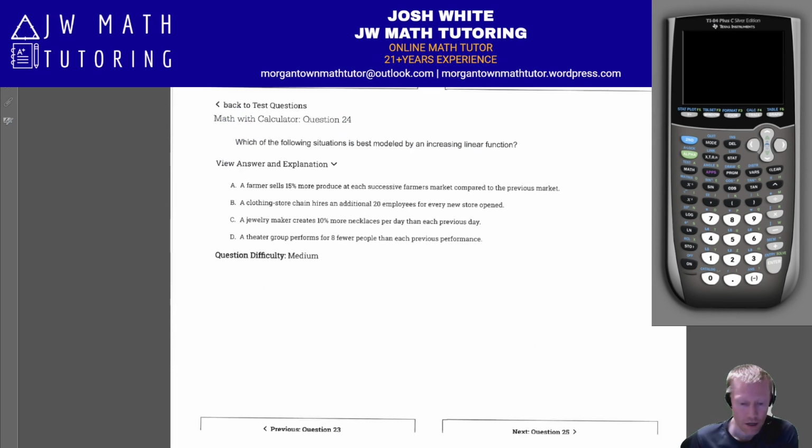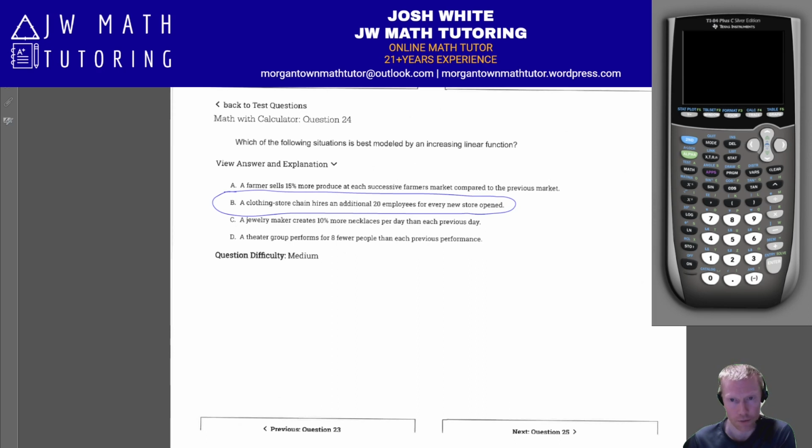Taking a look now at question number 24. So you have 4 different answer choices here describing situations, and it wants to know which one of these is an increasing linear function. So the correct answer for this one is going to be B.